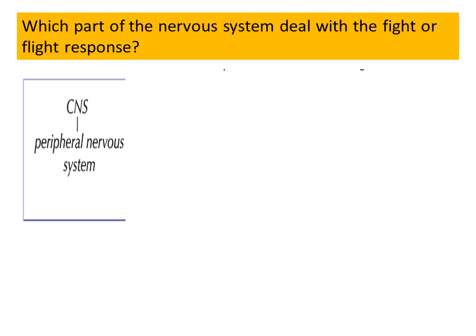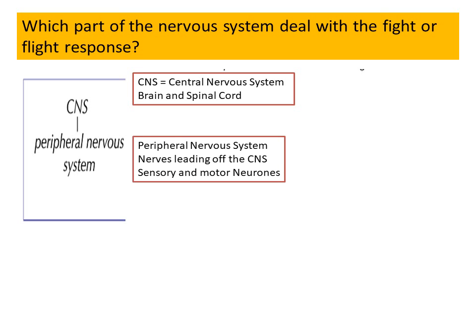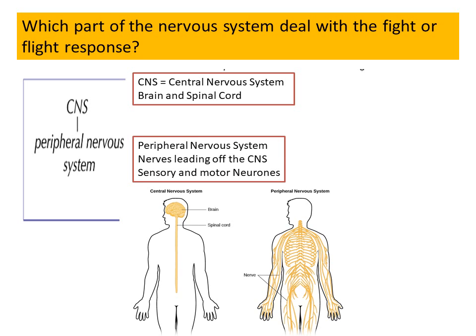To start with, the central nervous system and the peripheral nervous system are the two halves of the overall nervous system. As I'm sure you know, the central nervous system is the brain and the spinal cord. The peripheral nervous system are all the nerves that lead off the central nervous system. So for example, all the sensory and motor neurons. We can see that in this diagram here.